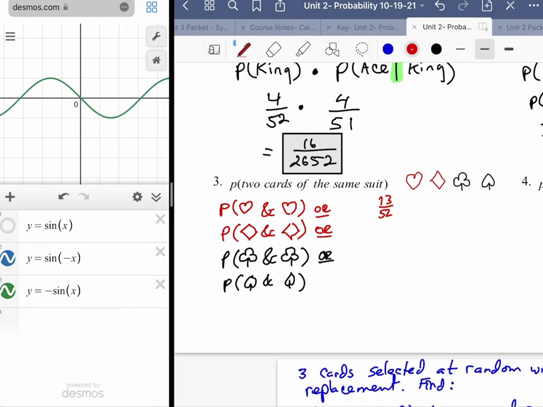If I'm lucky, which I guess wouldn't require too much luck, and I end up getting a heart, and I don't replace that card before selecting another card, the probability of getting a second heart would be, well, now there's one less heart in the deck. There's also one less card overall. So 12 out of 51, which would be 156 over 2652.